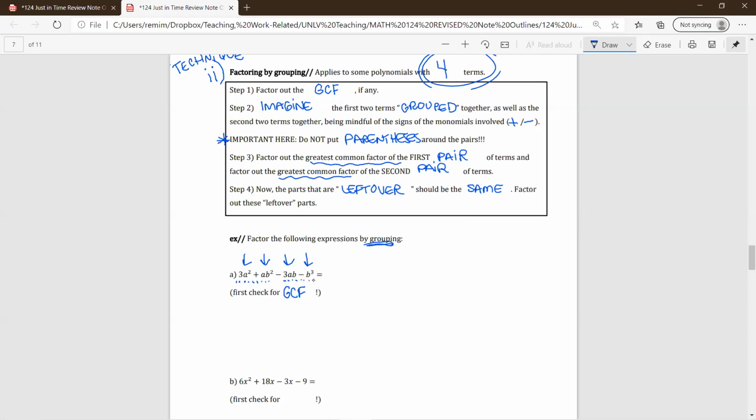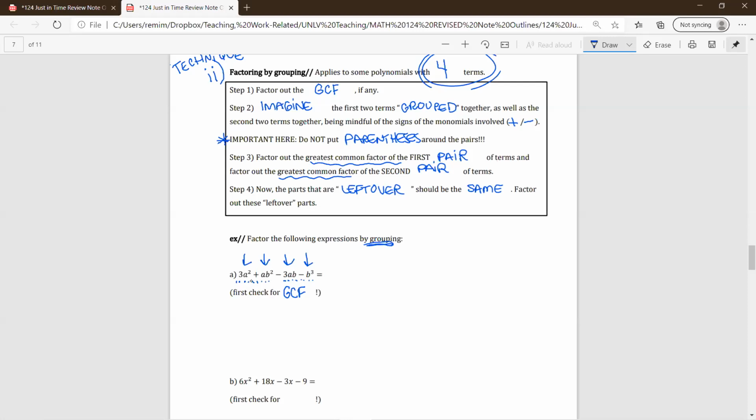So I am not putting parentheses. That's bad math. Do not do that. But just to tell myself that the first 2 go together and the second 2 together, I can put little dots underneath that, because little dots don't mean anything in math, but they are just telling me which ones are going together. So we're already done with step 2. Step 3. Step 3 says, factor out the greatest common factor of the first pair of terms.